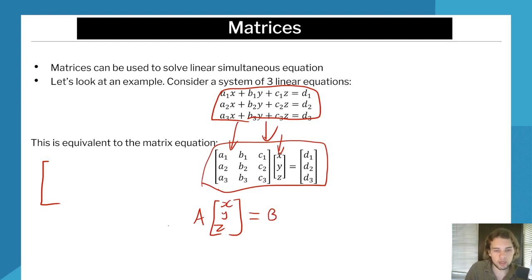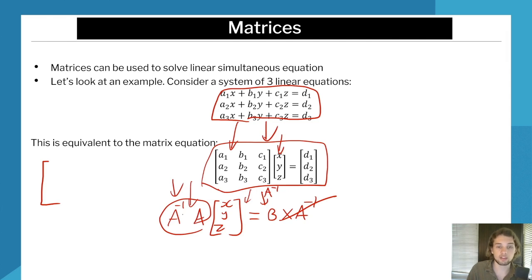Now, if we want to get x, y, and z on their own, we can multiply both sides, and remember that order matters. You can't do it like this. That's wrong. If you put the inverse of a out the front, you have to put it out the front again on the other side, because if you put it out the back, then you're not actually getting the identity, because you're multiplying the inverse of a by x, y, z, which is incorrect.